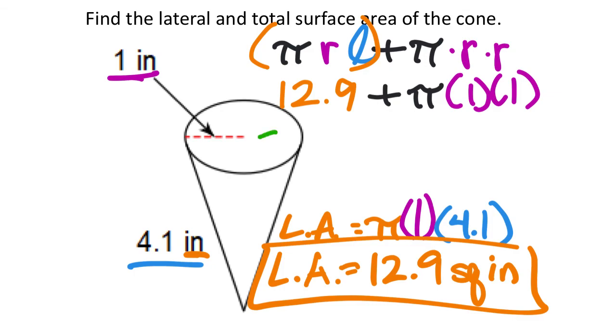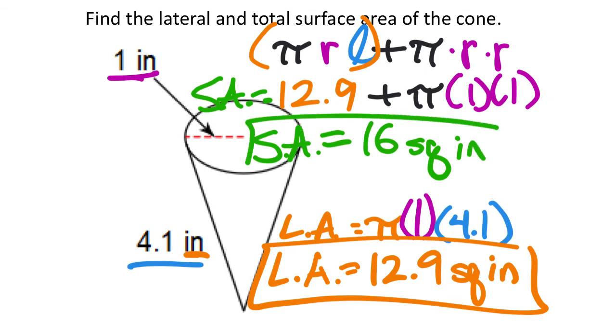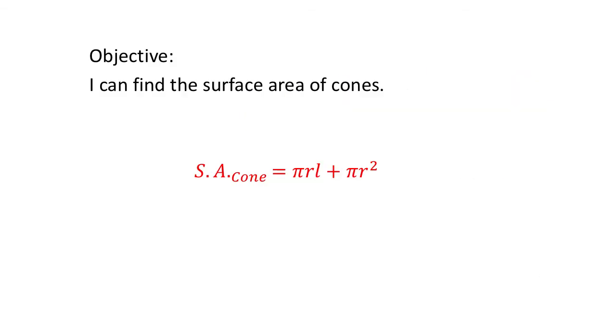And this gives me the total surface area of 16.04159265. So I'm just going to make that 16.0. In fact, you can just make it an even 16 if you'd like. It shouldn't matter. But yes, this is in square inches still. There it is, bam. The surface area of a cone. And that first part is the lateral surface area. That's good stuff.